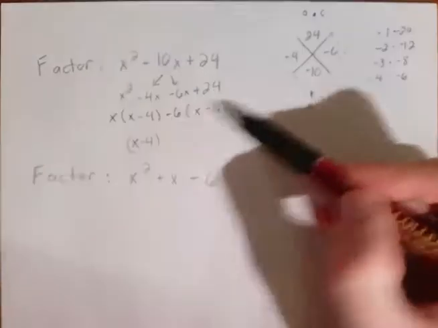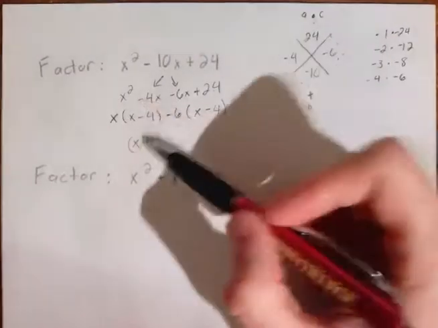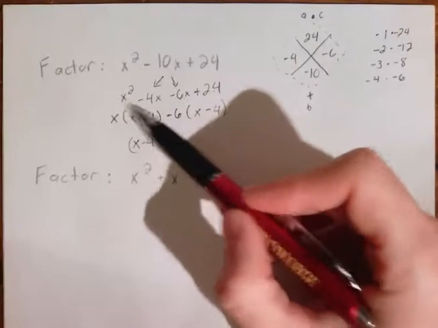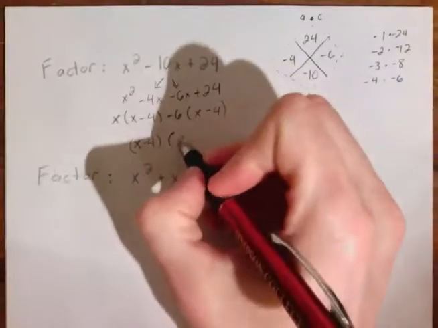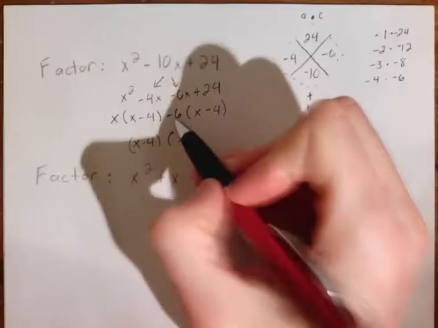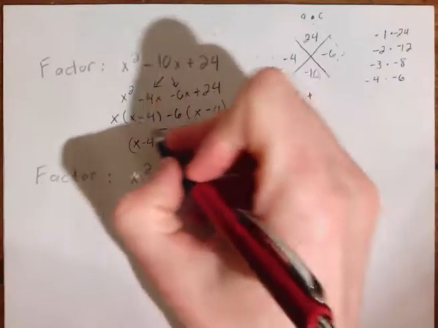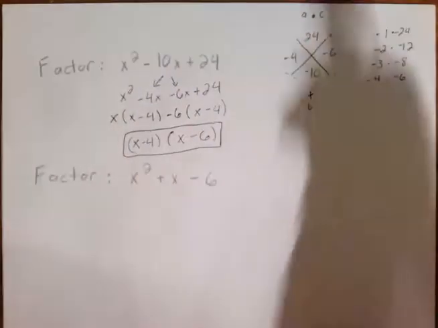So when I remove that, if I unmultiply or factor out that x minus 4, just like here and here I factored out an x, I unmultiplied what they had in common. What we're left with is an x and a minus 6. That is the factored form. That's my final answer: x minus 4 in parentheses times x minus 6.